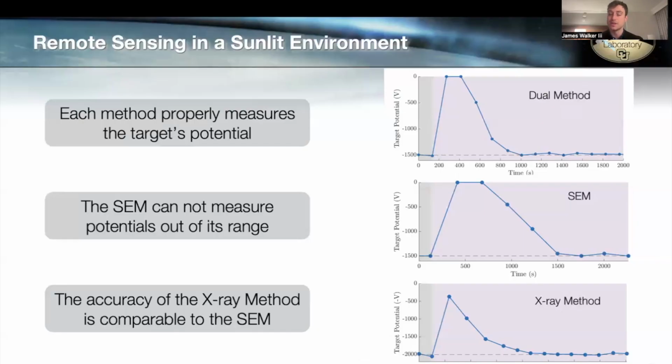And then finally, looking at the X-ray method, we again see this nice control. And again, what we initially see is very stable behavior around our goal potential. We don't get a lot of oscillations. We get this very nice convergence. And this initially suggests, oh, if we're able to get the accuracy with the X-ray method, why would we need the dual method? But it actually reveals a bigger issue with the X-ray method.